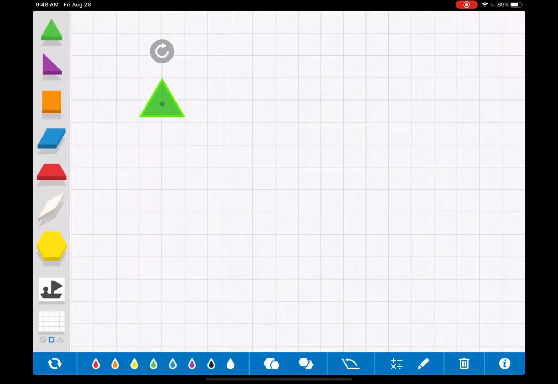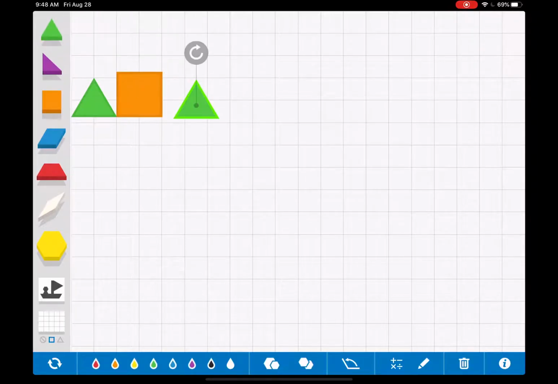We're going to start with what's called an A-B pattern. A is this triangle and B is the square. An A-B pattern just repeats this section over and over again. So this pattern is going to be triangle, square, triangle, square. You can see how every section has a triangle and then a square.